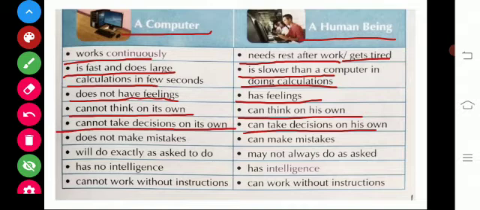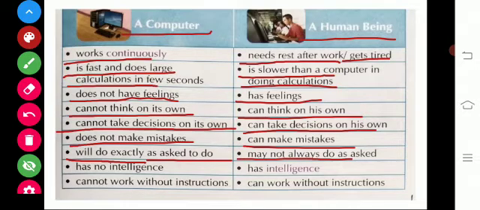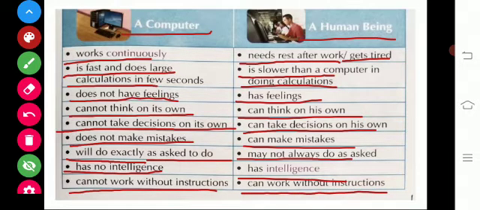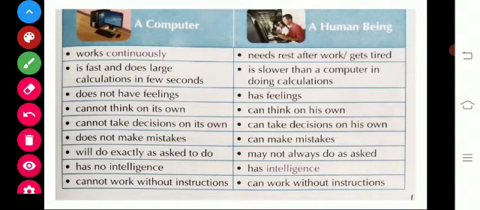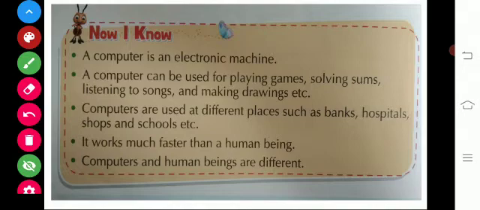Okay, children? And then a computer never makes any mistakes, but a human being can make mistakes. A computer will do exactly as asked, but a human being may not always do as asked. A computer has no intelligence. A human being has intelligence. A computer cannot work without instructions, but a human being can work without instructions.